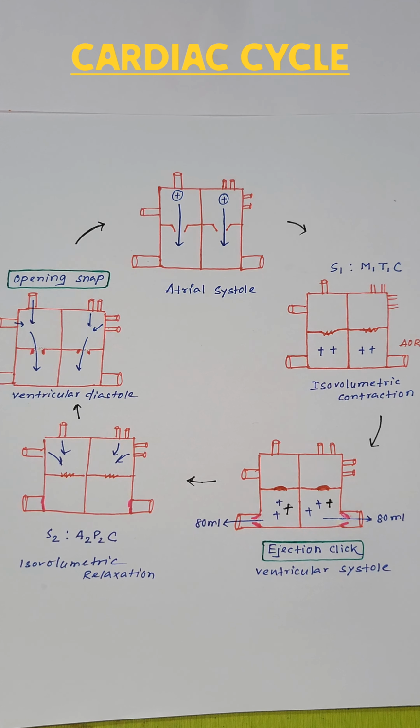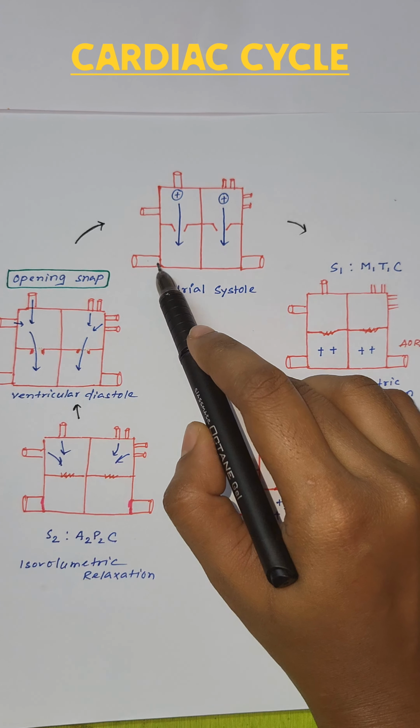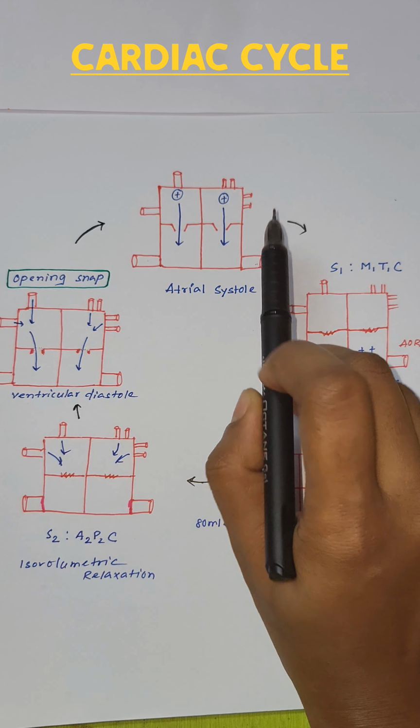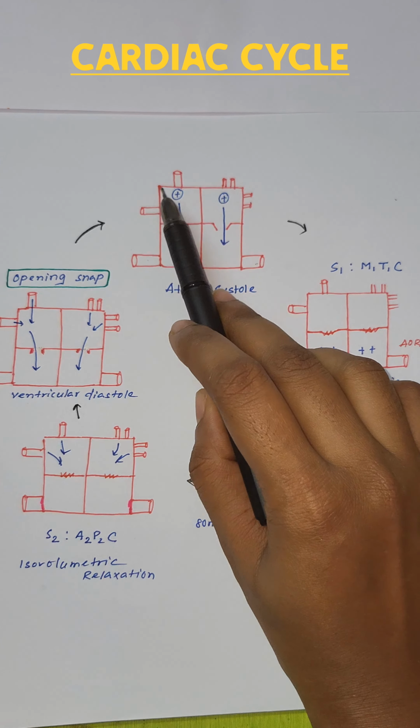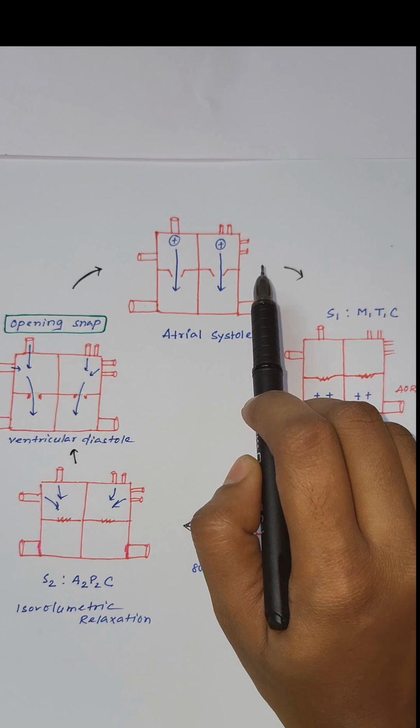Hello, let's learn cardiac cycle. So here we can see this is pulmonary artery, this is aorta, this is pulmonary veins, and these are two atrium and this is two ventricles.